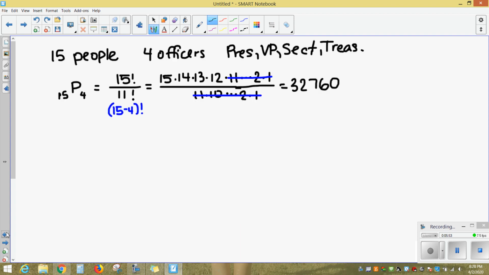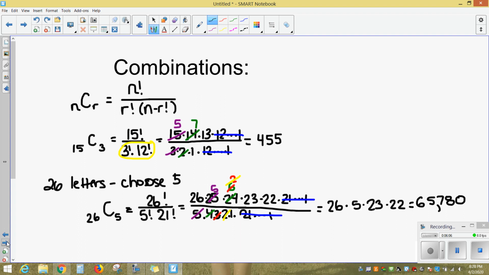There's only the one number on the bottom. Assuming the numbers are the same for the n's and the r's, permutations are much larger than the combinations. But order matters there, or there's a hierarchy of some sort. Here, I just need a group of a certain size.